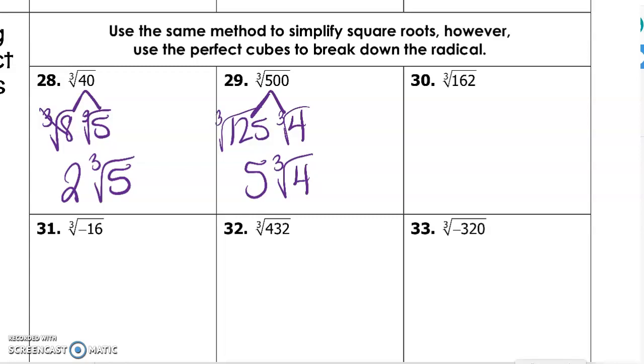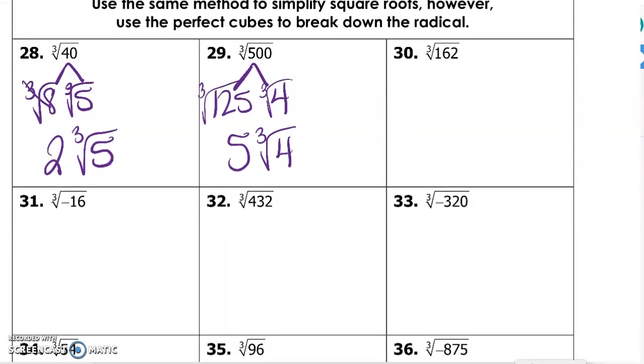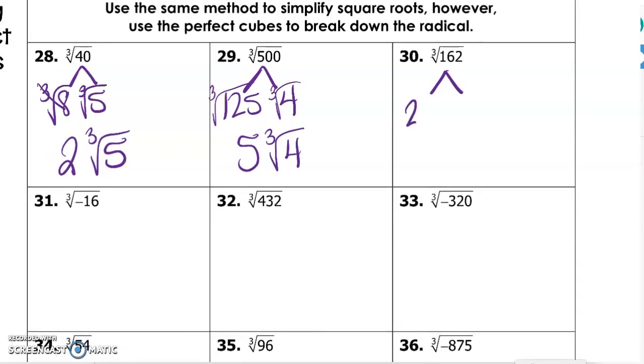Next is 162. So again, these are going to take some practice looking at that list and just dividing until you find one of them that goes into 162. 27 is the perfect cube that goes into 162. It's 27 times 6. So cube root, cube root. Cube root of 27 is 3, and then cube root of 6 comes along.